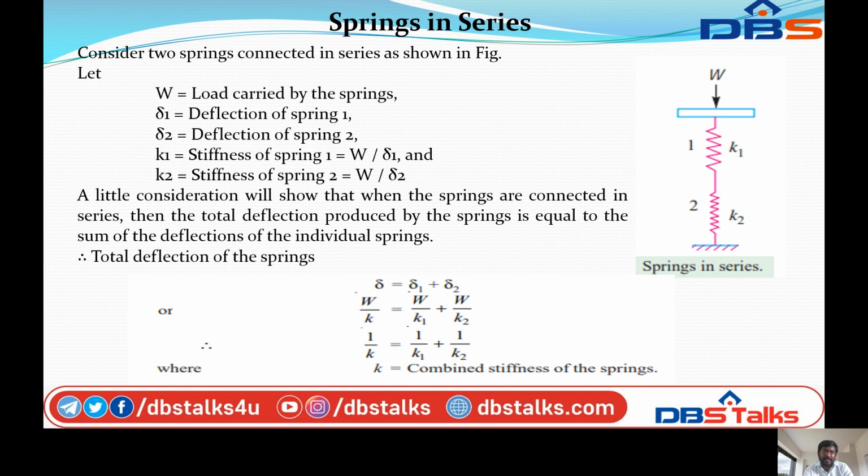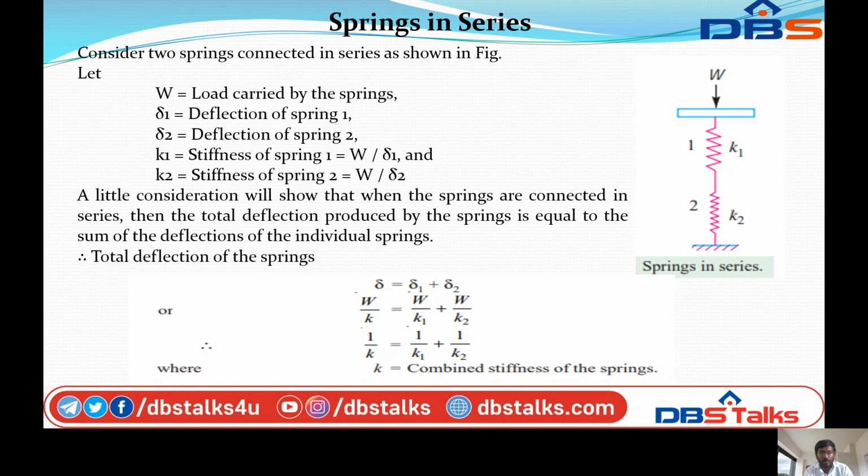Next, springs in series. How to calculate the problem for springs arranged in series using the formula. Consider two springs connected in series as shown in the figure. K1 and K2 are the two springs, spring 1 and spring 2, and the weight W will be applied to the top of the spring.